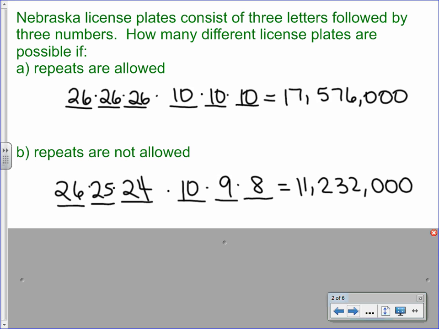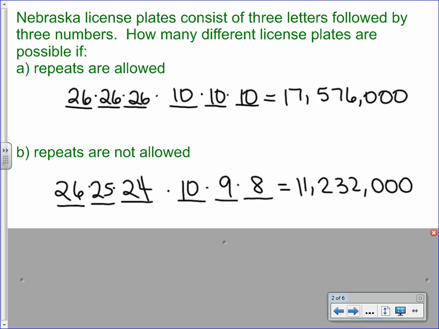Still a lot of choices, right? Do we have enough license plates for Nebraskans? Okay, I think we do. Especially since children can't drive, so we're only talking about adults.